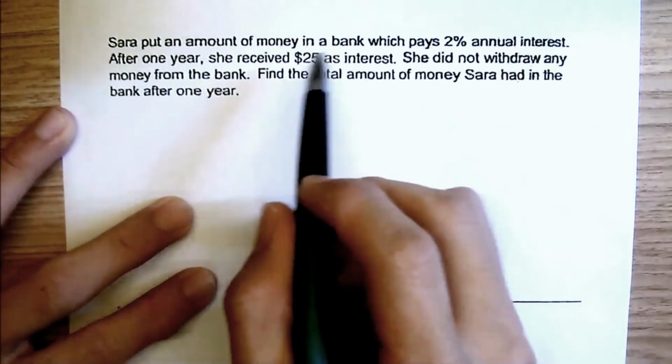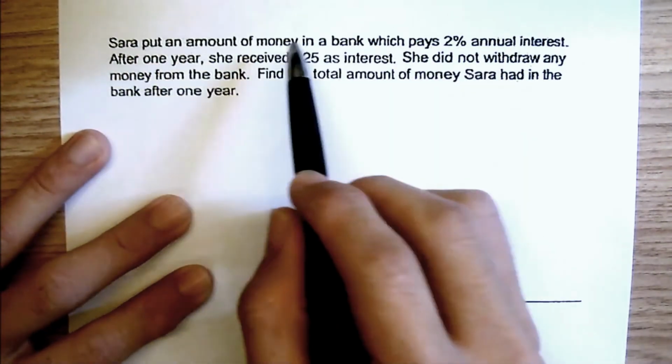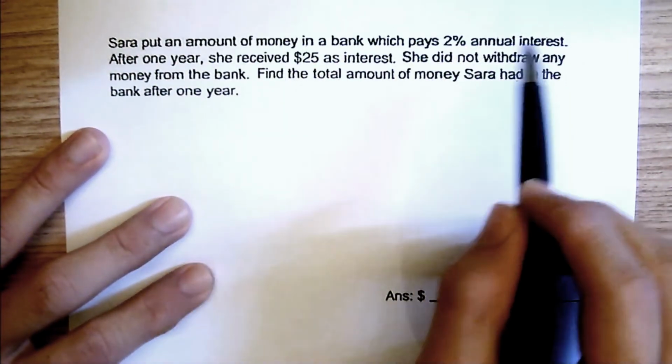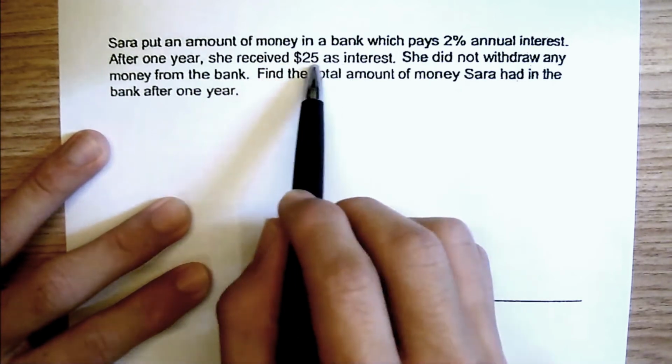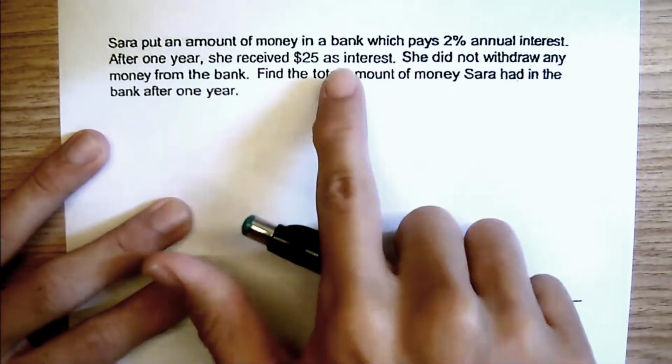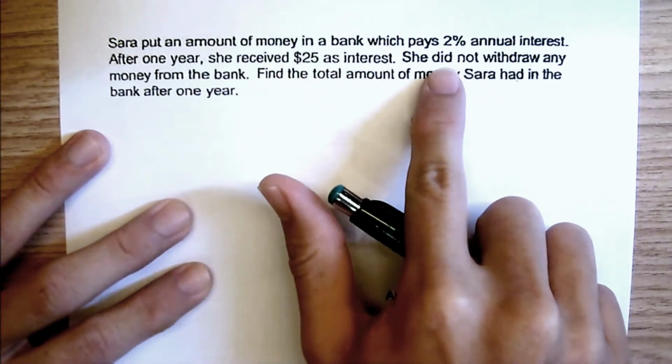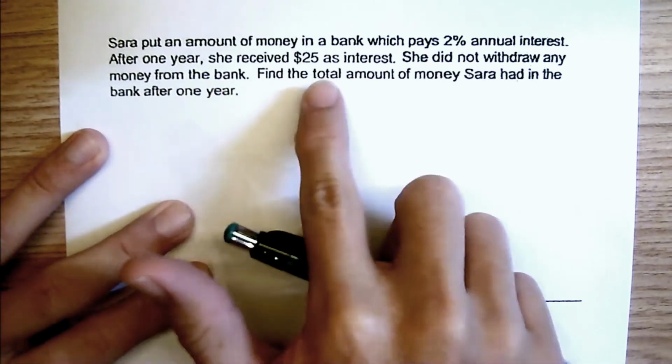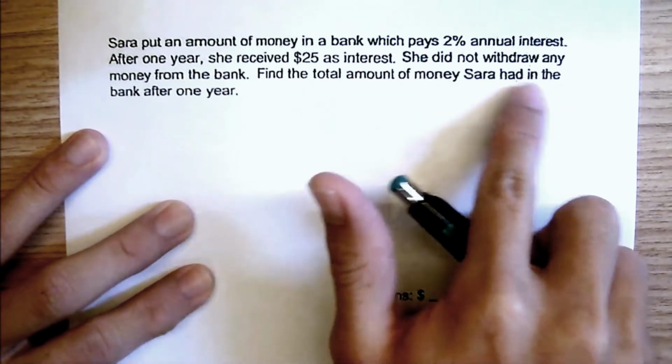Now, they said that Sarah put an amount of money in the bank which pays 2% interest. Then after 1 year, she received $25 as interest. They said she did not withdraw any money from the bank. Find the total amount of money that Sarah had in the bank after 1 year.